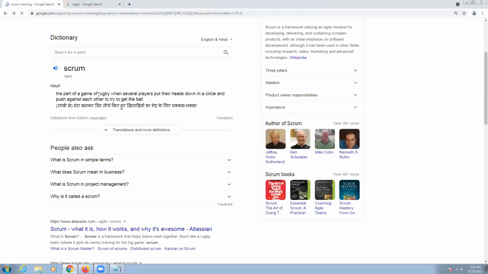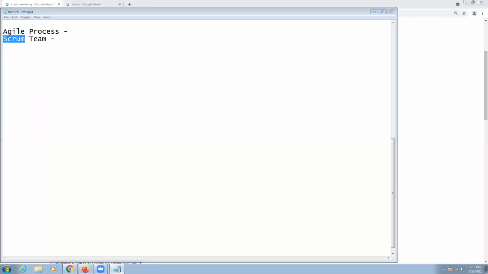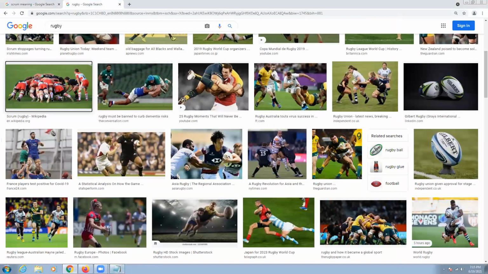What did they define it as over there? Several players put their heads down in a circle and push against each other, which is called a scrum. This is a scrum. So who are the several teams on the software side, which we are going to define now, right?